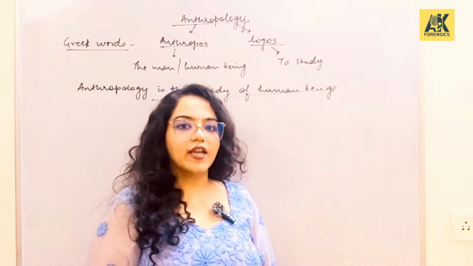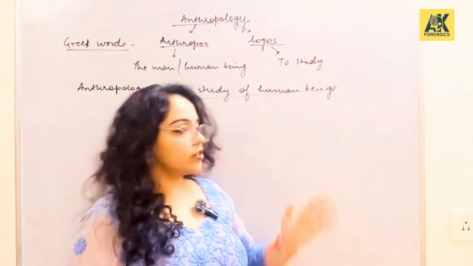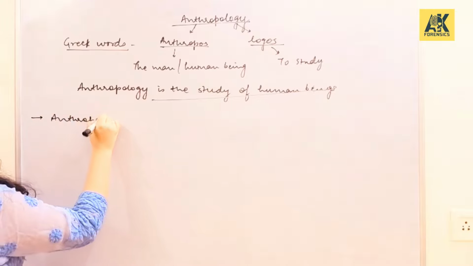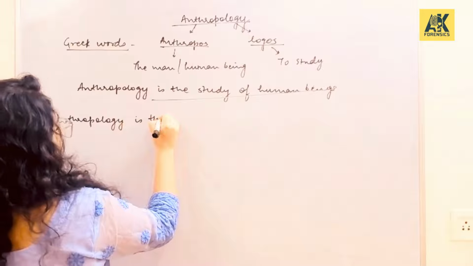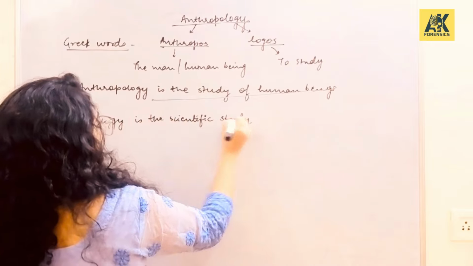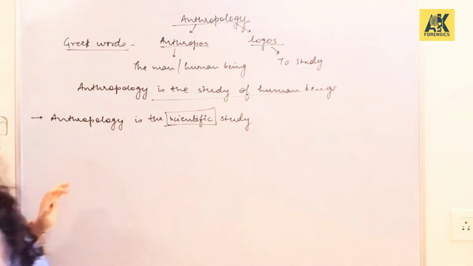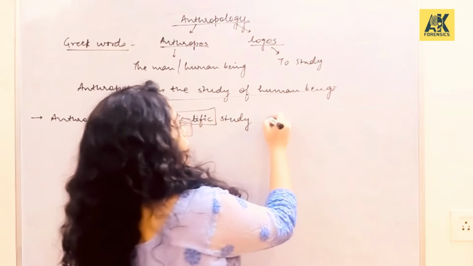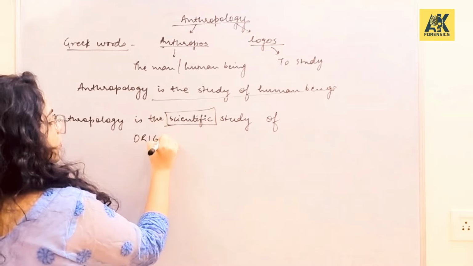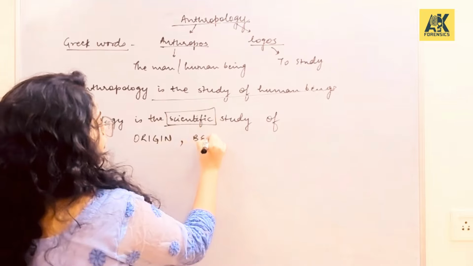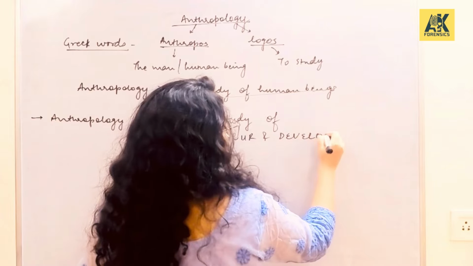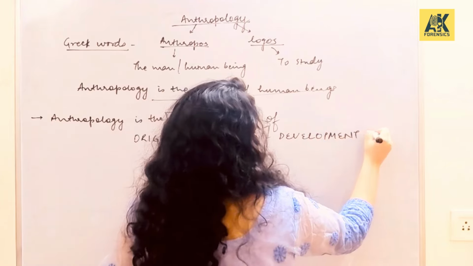So a more scientific and more systematic definition of anthropology, we can say: anthropology is the scientific study. See the use of the word scientific here. So anthropology is the scientific study of, and now after "of" see what we are writing: origin, behavior and development of human beings.